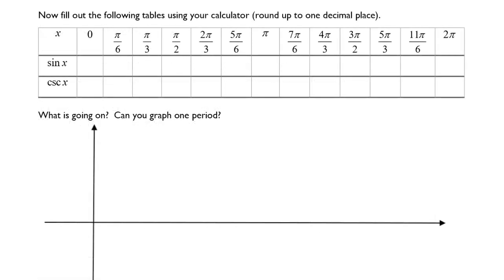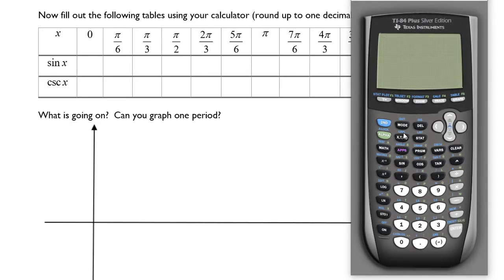Let's see if we can fill out the following table using a calculator. You'll need to round to 1 decimal place when we do this, so go ahead and grab your calculator and let's give this a try. We'll make sure that we're in radians because all these angles are given in radians. And we are in radians, so we're good to go.